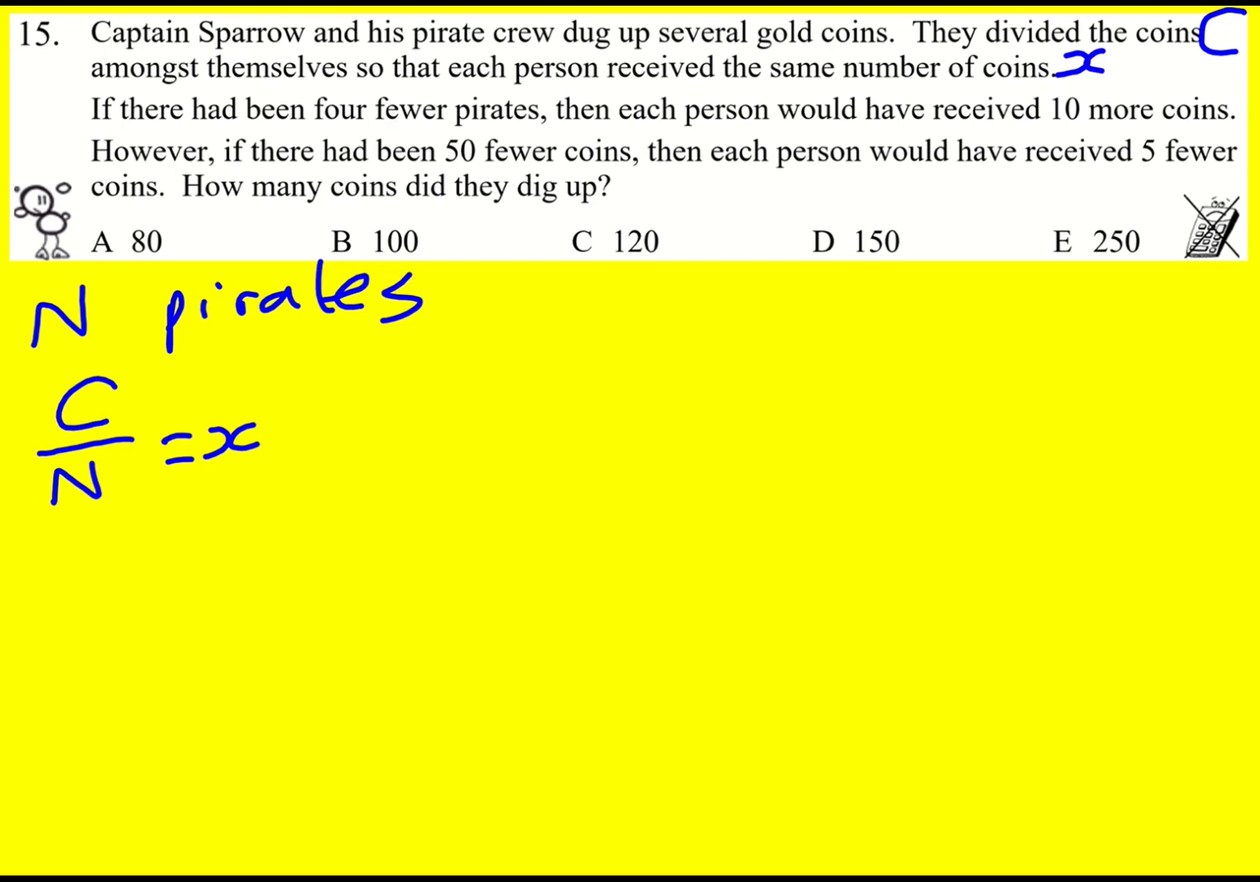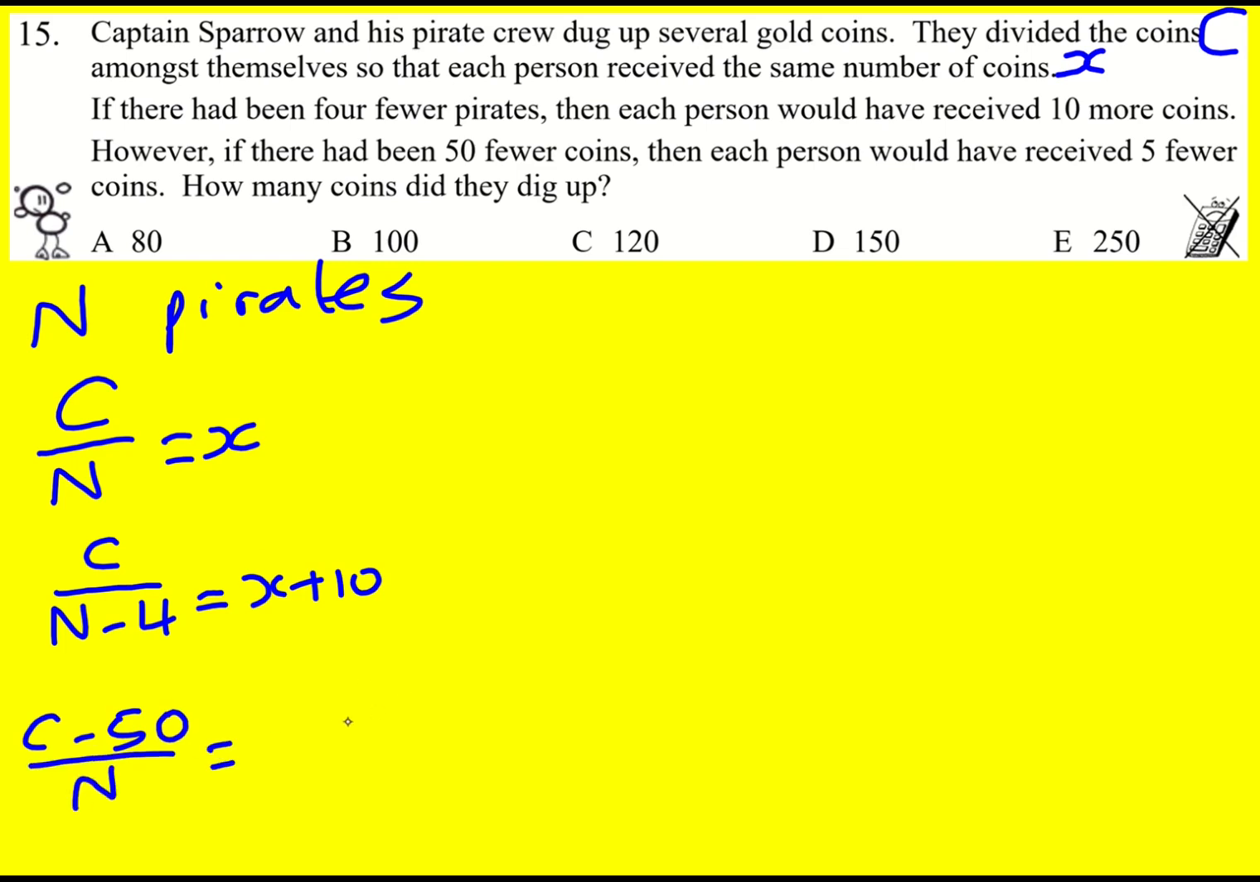But then I'm told that if there are 4 fewer pirates, so n minus 4, if we take the coins and divide by that number of people, then they would have got 10 more. So I can write this equation down. And then if there were 50 fewer coins, so c minus 50, but we divided by the number of pirates, then they would each receive 5 fewer coins. So 3 equations that we can try and solve. We're trying to find out ultimately what capital C is.